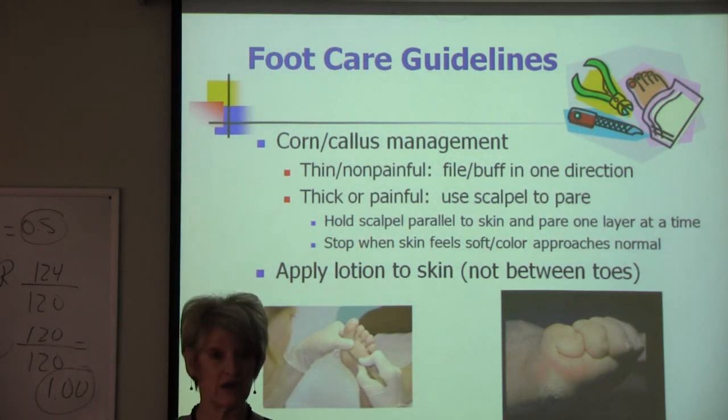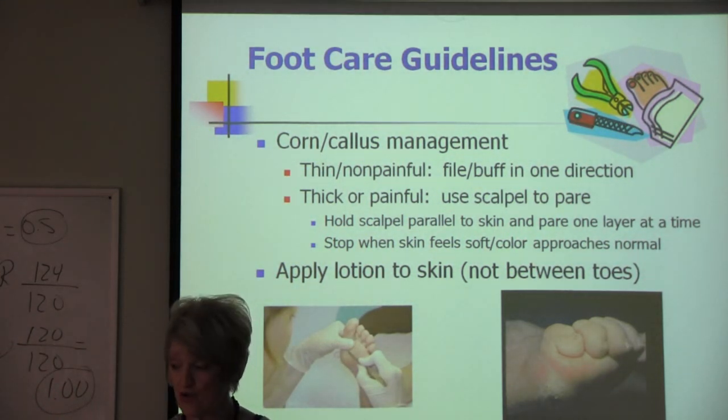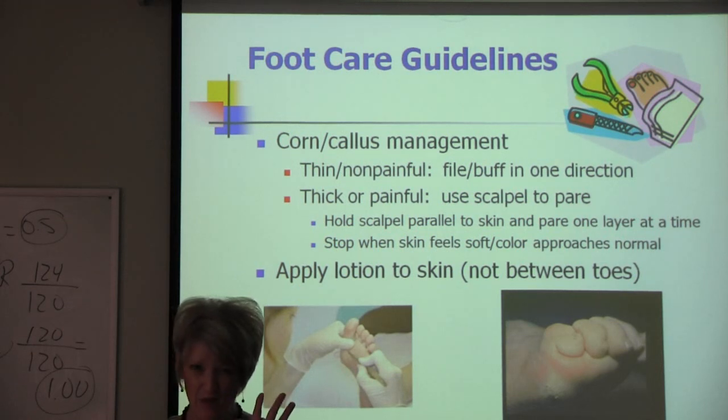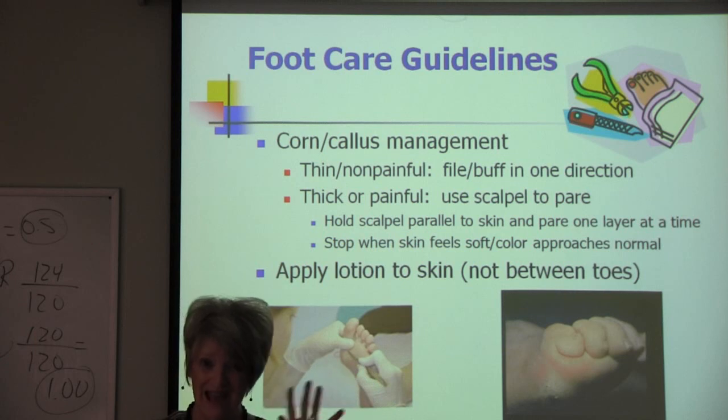Okay, so now I've trimmed my nails. Now what about corns and calluses? If they're very thin and not painful, they're not sensitive when I palpate, it doesn't bother the patient, then I can take an emery board and I can buff, but I don't go back and forth because that creates friction in the underlying tissue. I go in one direction only.